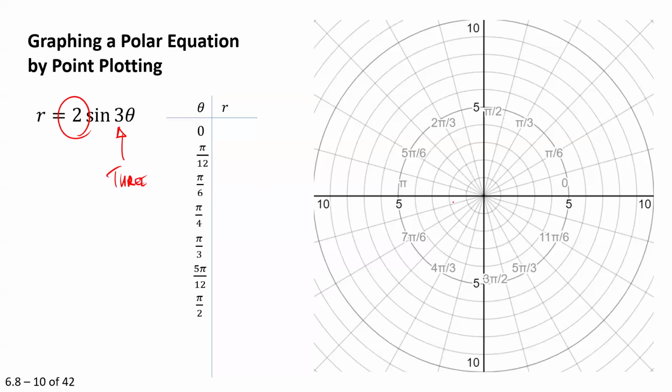How does this one look relative to this one? 2 sine 3 theta versus 2 cosine 3 theta. Offset. In what way? Well, it's kind of like shifted up. They both have 3 petals, don't they? Mhm. But the one for cosine kind of looks like that.